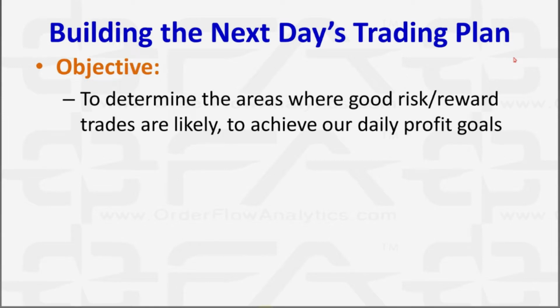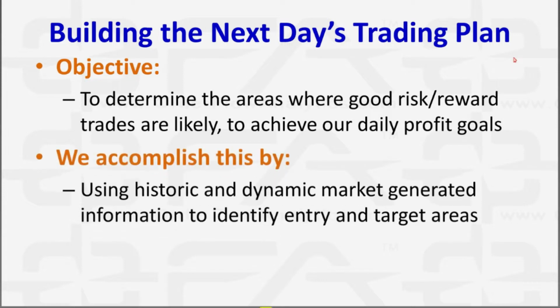There are two components we're going to go through. The homework to get the context. Now that I have the context, I want to build my trading plan. What am I expecting this market to do? What am I expecting buyers to do if they start auctioning higher and if they start auctioning lower? What are my expectations based on this market? What are the buyers and sellers currently telling me? So the objective is to determine those areas where good risk-reward trades are likely to occur so that we can achieve our daily profit goals.